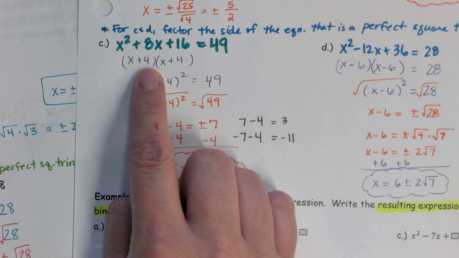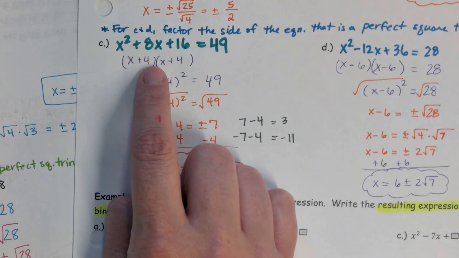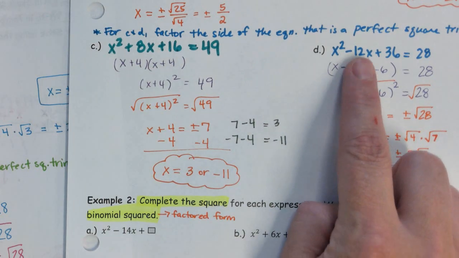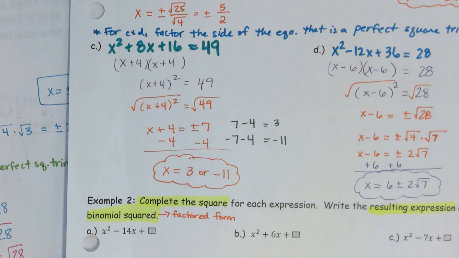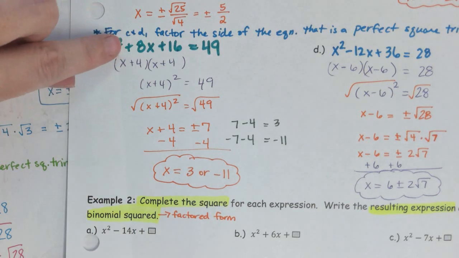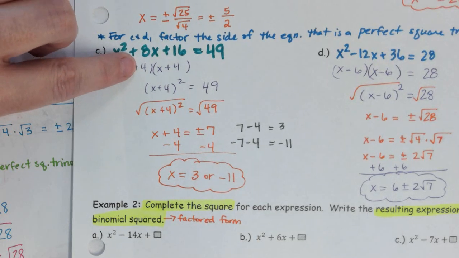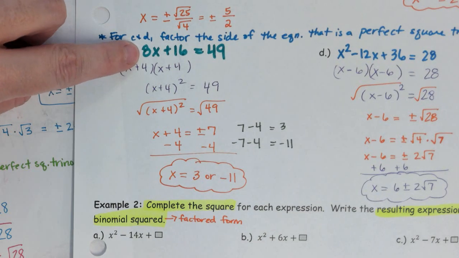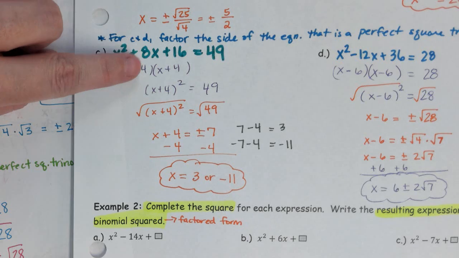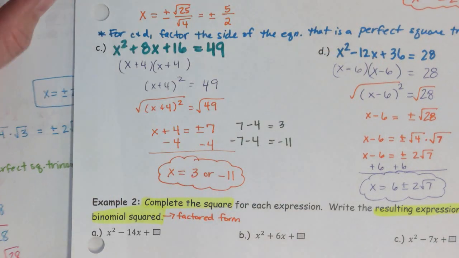See how this is x plus 4? How is 4 related to 8? Okay, 4 times 2 is 8, right? Okay, how is negative 6 related to 12? Okay, negative 6 times 2. So, is it fair to say that the number that goes here is always half of this value? Half of 8 is 4, half of negative 12 is negative 6.